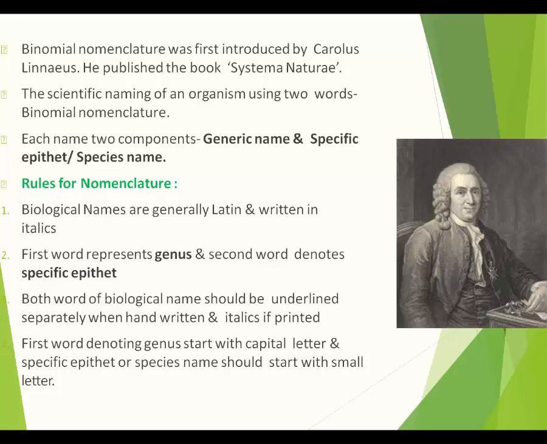I discussed this thing previously. The fourth rule was that the first word, denoting the genus, starts with a capital letter, and the specific epithet or species name starts with a small letter. So these are the basic rules of nomenclature which were discussed by Carolus Linnaeus.